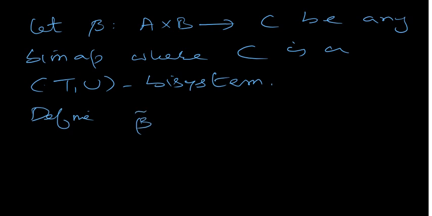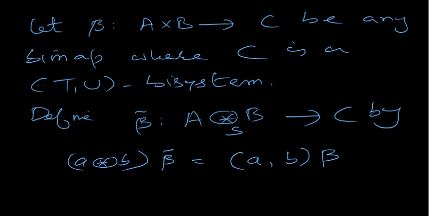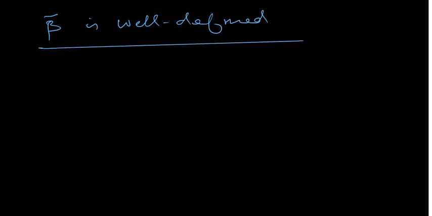Define beta tilde from A tensor B over S to C by a tensor b of beta tilde, its image, equal to (a, b) of beta, because this beta is a map from A cross B to C, so that means beta of (a, b) must be an element of C. So first we show that this map is well defined.